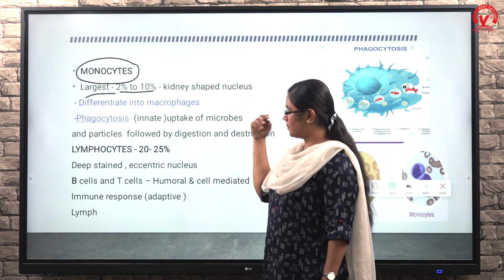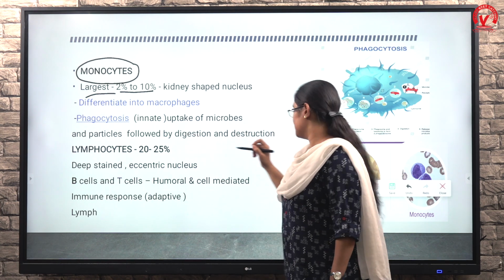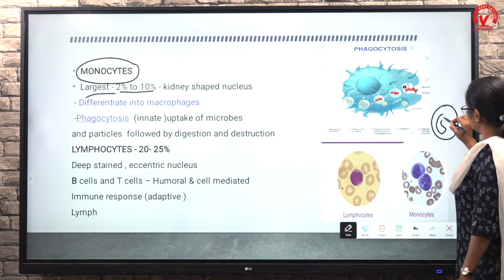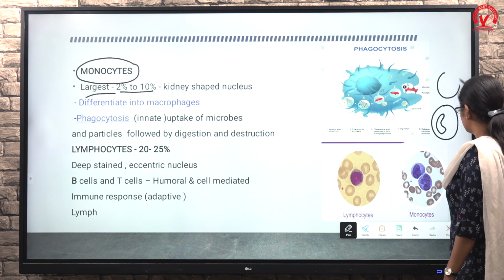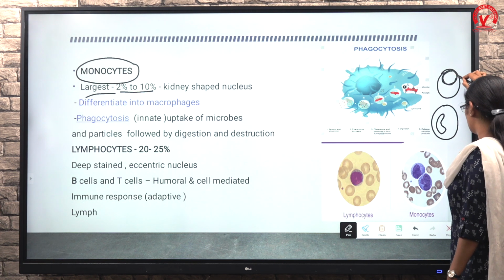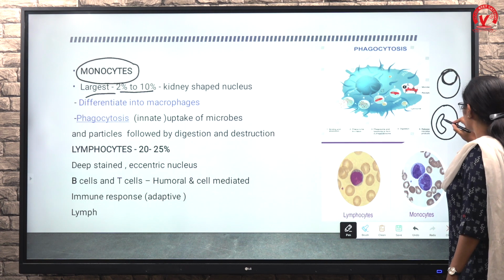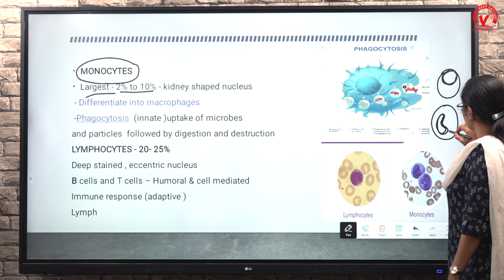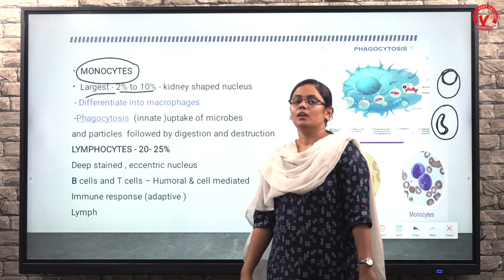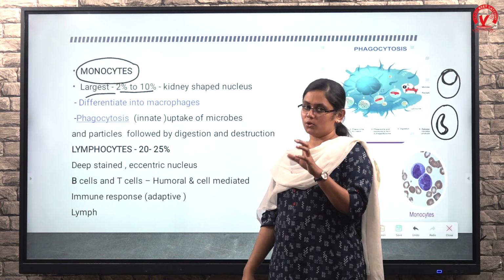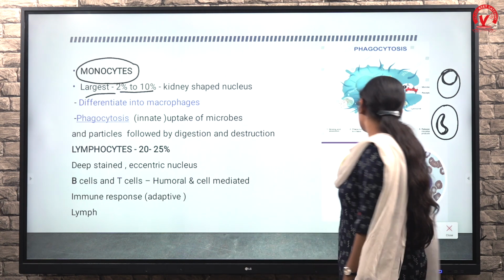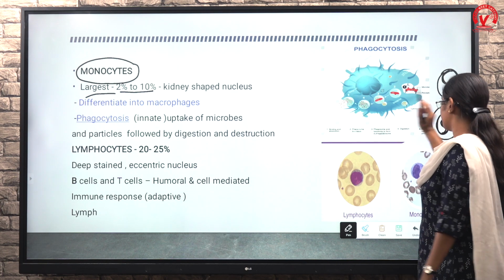The difference between monocytes and lymphocytes is monocytes have a kidney shaped nucleus, whereas lymphocytes will have an eccentric nucleus. Eccentric means the nucleus will be over the border of the cell, whereas the monocytes will have a kidney shaped nucleus. This is the major difference between them. And the mechanism by which the monocytes help in immune response is phagocytosis.